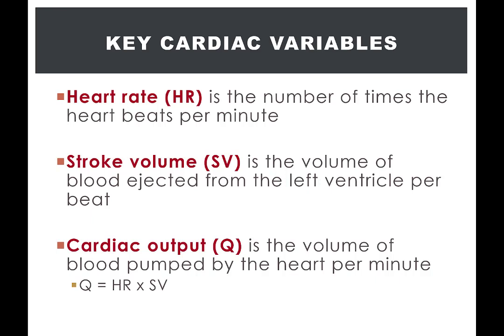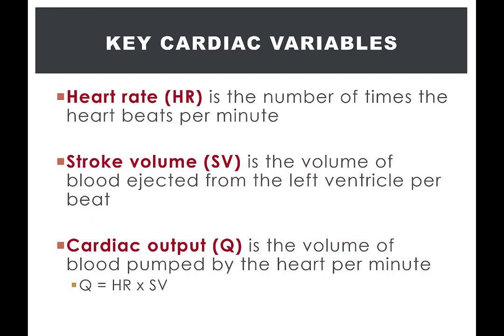The next key cardiac variable is stroke volume, which is something that we can't measure easily, at least compared to heart rate. Stroke volume is something that can be estimated for an individual, but it is very difficult to directly measure. Stroke volume is the volume of blood ejected from the left ventricle per beat, or per ventricular contraction. So remember, the left ventricle, when it contracts, ejects blood into the aorta and then to the systemic arteries, which carry oxygenated blood to the rest of the body.